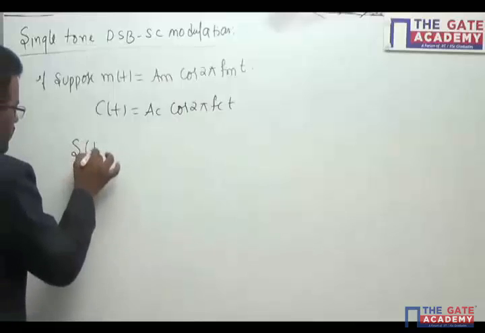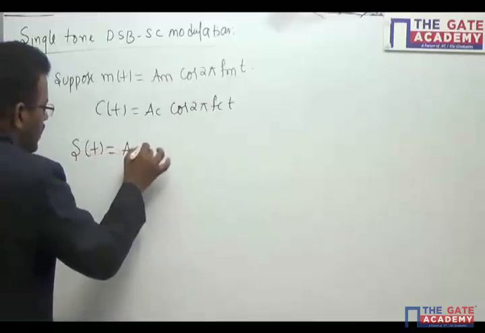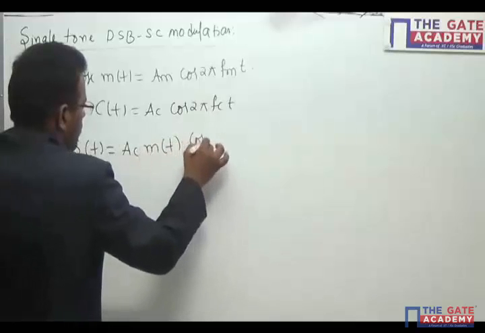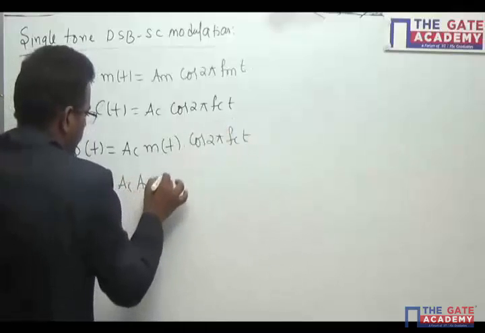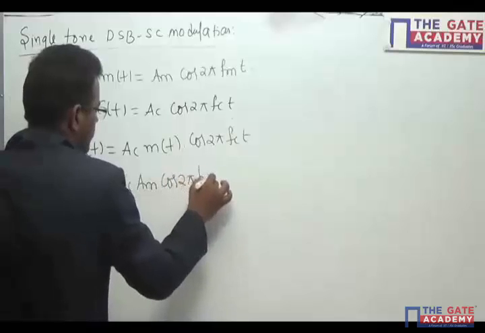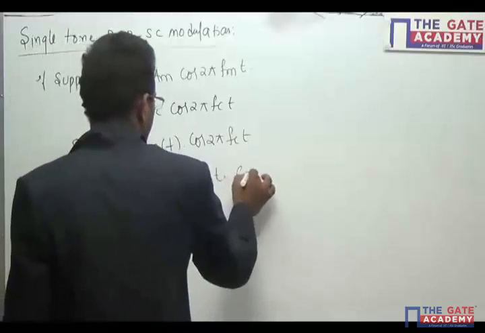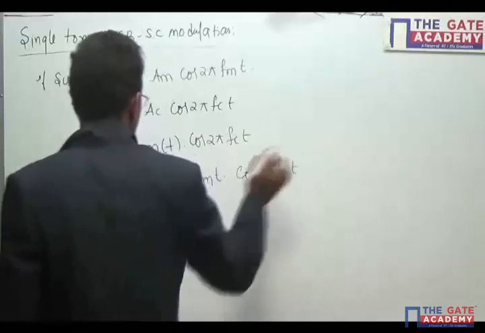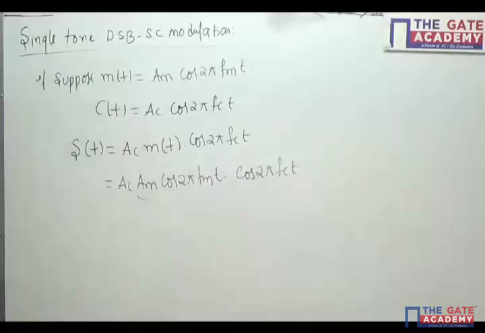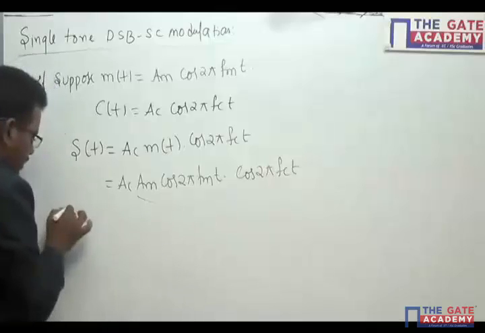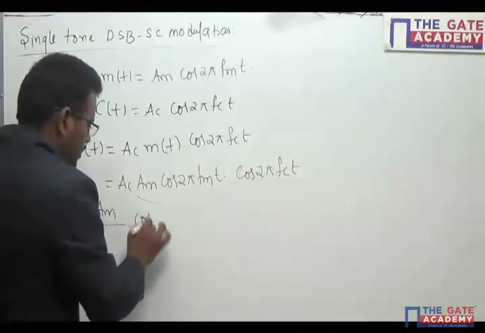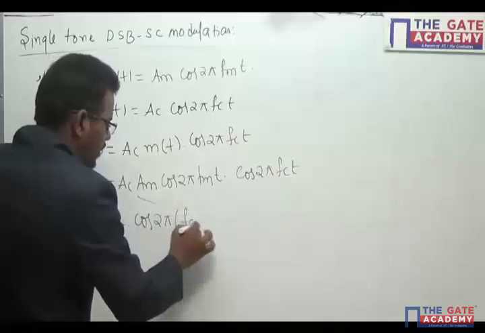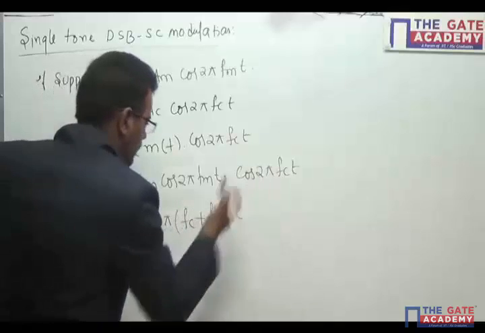Then what is the general expression for the DSBSC modulated signal we got? Ac m(t) cos 2πfct. What is m(t)? Am cos 2πfmt into cos 2πfct. Simply I substitute the m(t) value, students. It's a cos A cos B formula now. Apply. Then we will get Ac Am by 2 into cos(A plus B), that is cos 2π(fc plus fm)t.